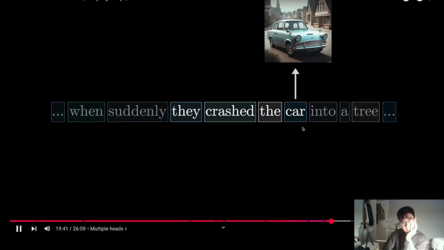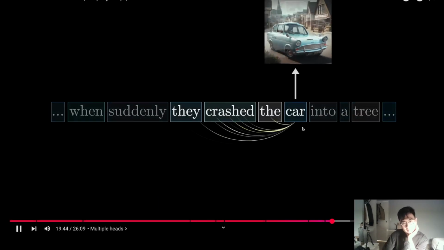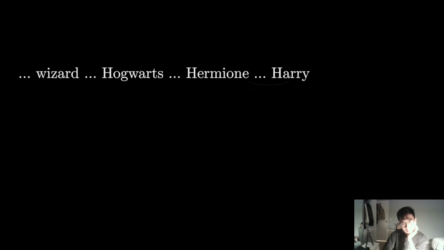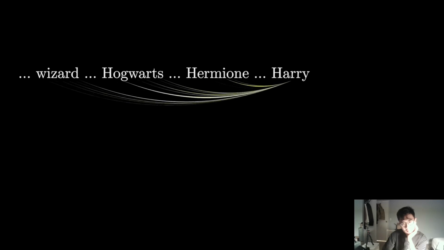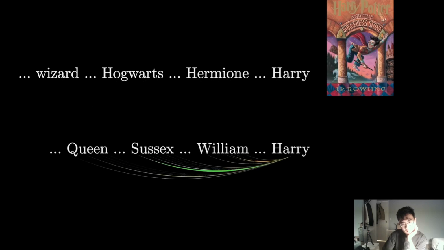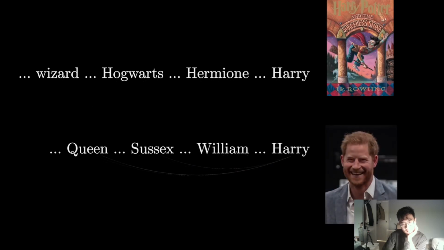If the words they crashed the preceded the word car, it has implications for the shape and the structure of that car. And a lot of associations might be less grammatical. If the word wizard is anywhere in the same passage as Harry, it suggests that this might be referring to Harry Potter. Whereas if instead the words Queen, Sussex, and William were in that passage, then perhaps the embedding of Harry should instead be updated to refer to the prince.